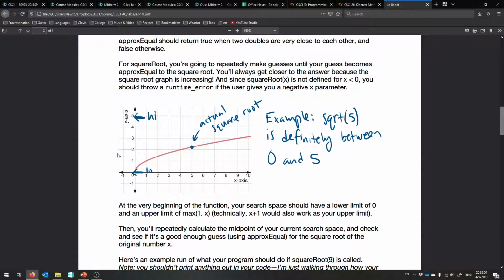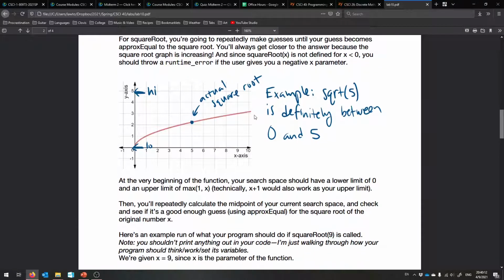One thing you should be on the lookout for, and something the test will guarantee, is that you can't find square roots of negative numbers. Those don't exist for the real numbers, so you'll throw a runtime error if the user gives you a negative x. That's what I want you to keep in mind.